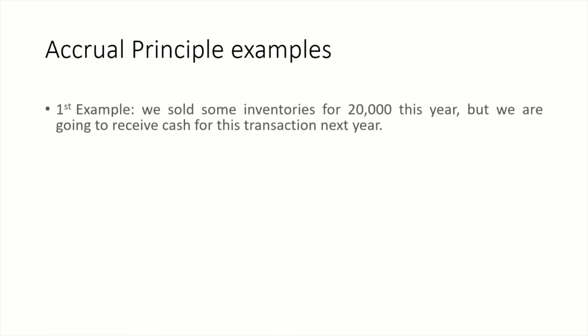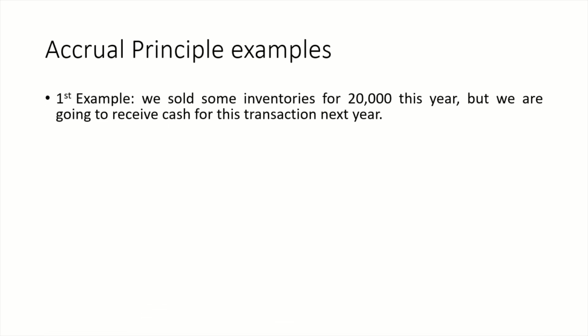The first example: we sold some inventories for 20,000 euros this year, but we are going to receive cash for this transaction next year. The accrual principle requires us to recognize the income this year, not to wait until next year when we receive cash, because the transaction occurred this year.